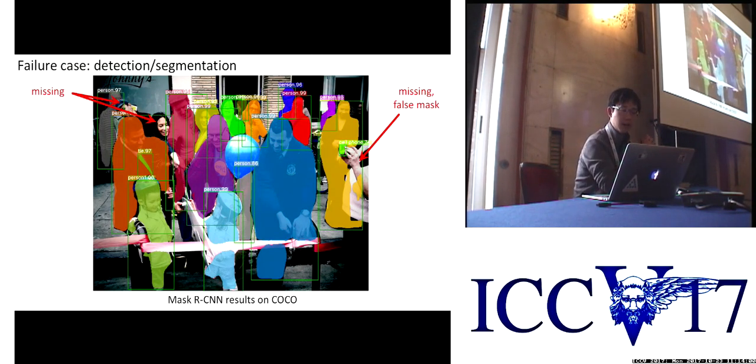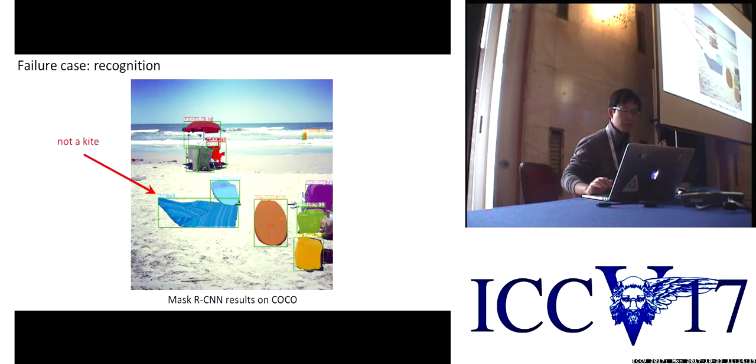This is one failure case. We can see that Mask RCNN can still fail if the objects are heavily occluded, and if there is some object missing, then it may predict some false mask. Also, recognition is still a very challenging problem, and in some of the cases, the objects are just not correctly recognized.